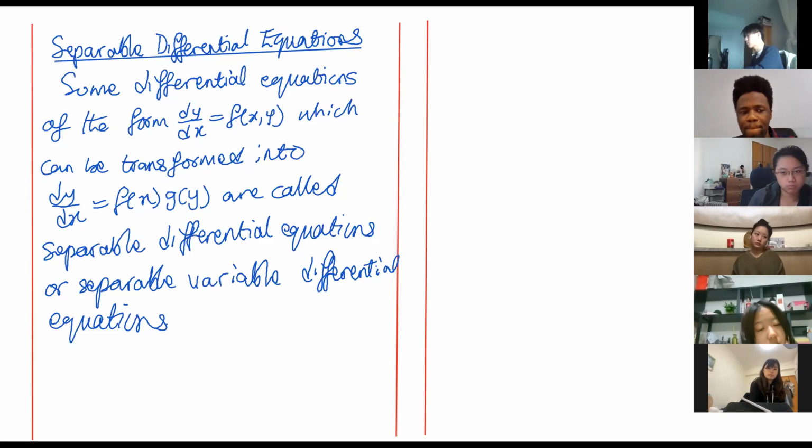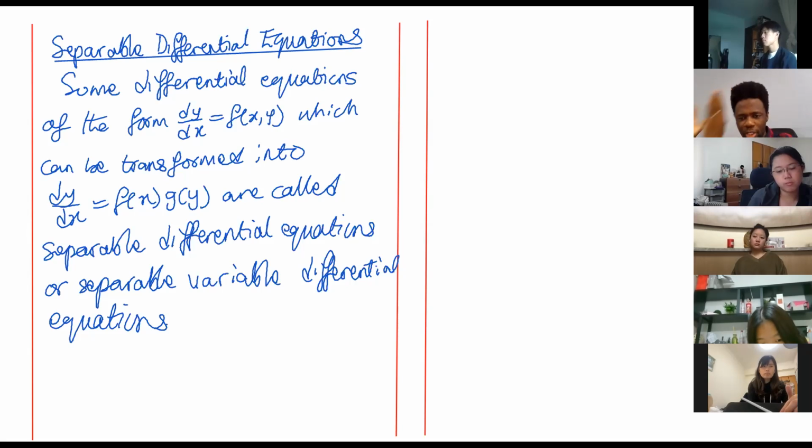In summary, remember, on one side is dy by dx. On the other side is a function of x and y. Okay? That function of x and y that is implicit. Remember, we have learned implicit, right? Implicit is when x and y are mixed together. Okay? That implicit function can be factorized separately with one factor only function of x, the other factor only function of y. If you can do that, it is a separable differential equation.